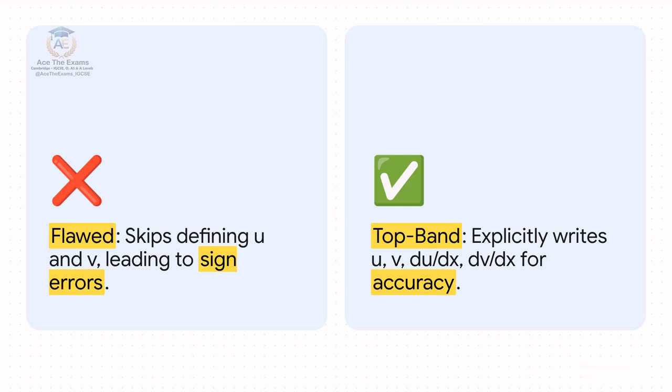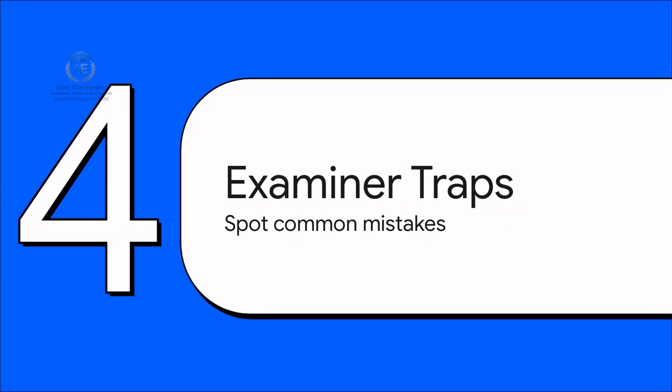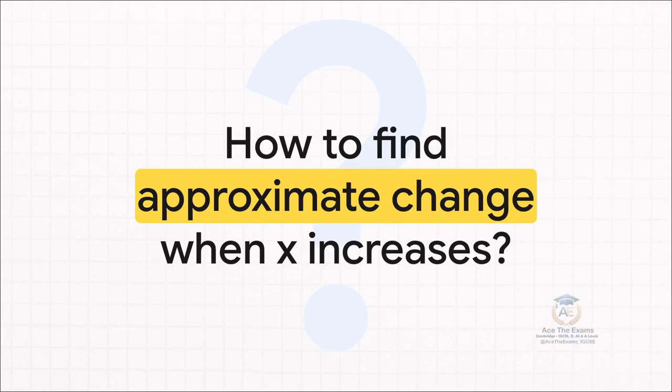But look at the top band answer. They explicitly write out u, v, the derivative of u, and the derivative of v right there on the page before ever touching the main formula. This forces accuracy. This is exactly where those final grade boundary marks are lost and gained. Part 4. Spotting Common Examiner Traps. We are now entering the final boss stage of this explainer.